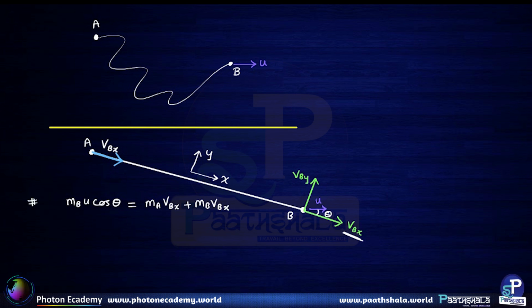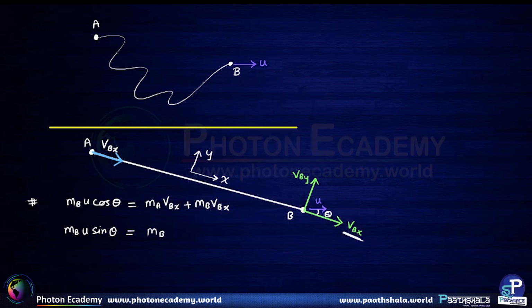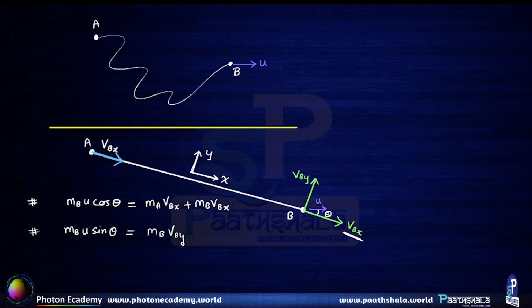perpendicular to the string direction. There also momentum conservation happens. So mB u sine theta is the initial momentum along the Y direction. This is going to be equal to mB vB in the Y direction. So here you get two equations and two unknowns. So this is along the Y direction, and hence we can solve the entire system.